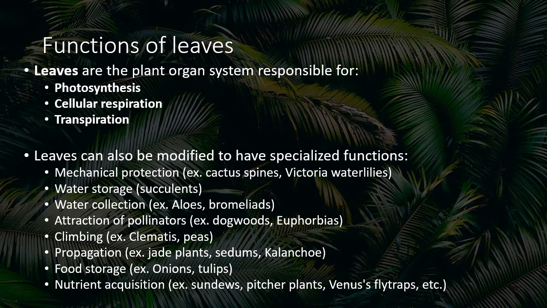Plants can also be modified for food storage. That's something we see in bulbs. The scales or layers of bulbs are actually modified leaves that are used to store food and water. And leaves can also be used to acquire mineral nutrients.